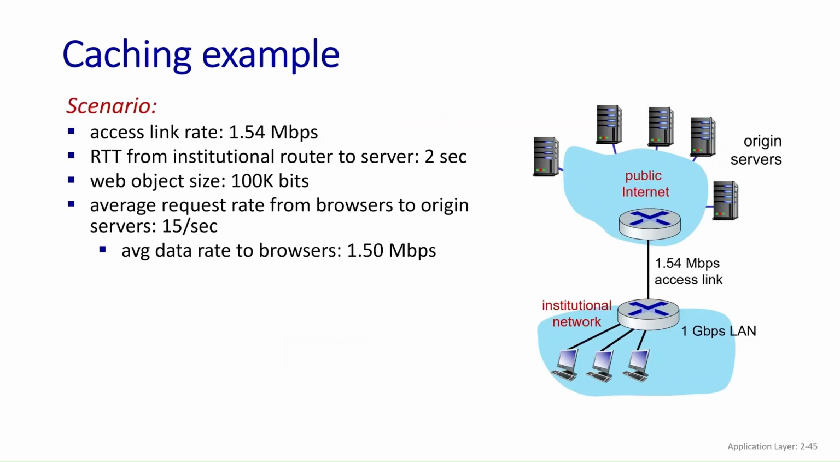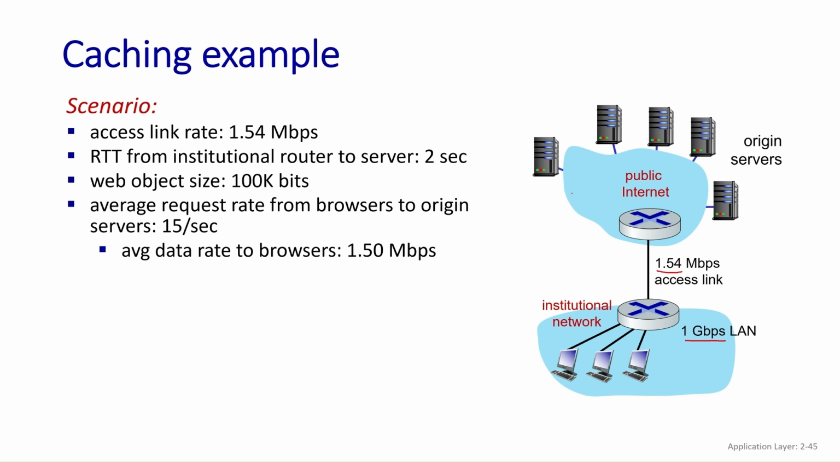Okay, let me explain the importance of web cache with the help of this scenario. First of all, you need to understand it. This is our institutional network, and the speed within the institutional network is 1 gigabit per second. When a machine sends data to the router or to other machines inside this network, the speed is 1 gigabit per second in this LAN. When the request is sent outside the network, the speed is 1.54 megabits per second.